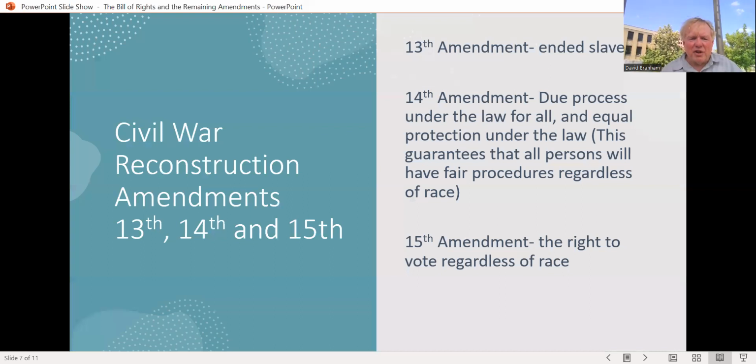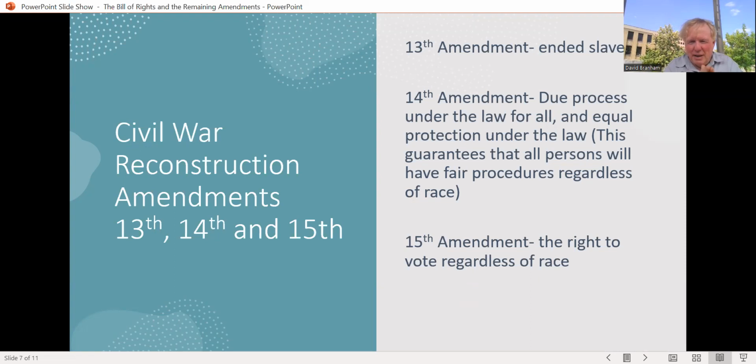Then we have the Civil War amendments. These are the Reconstruction amendments. Okay, these are the 13th, the 14th, and the 15th amendments to the Constitution.